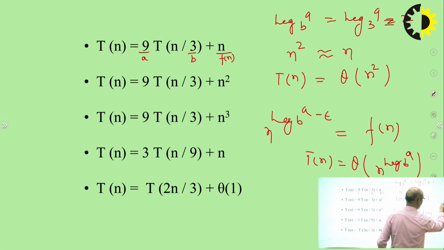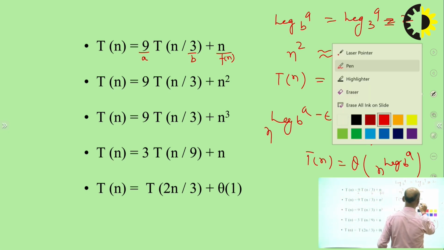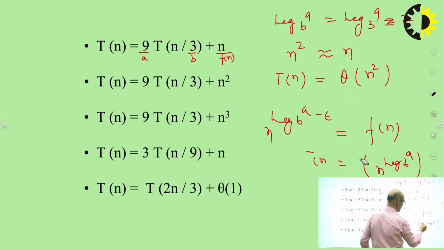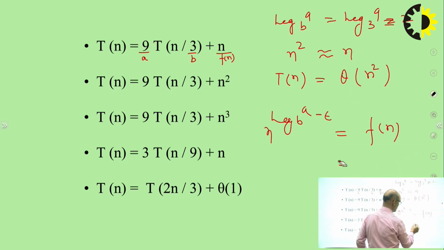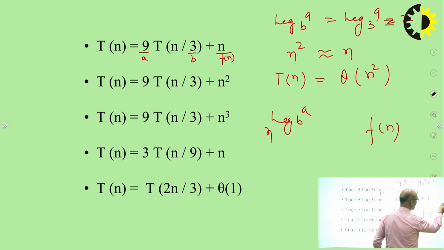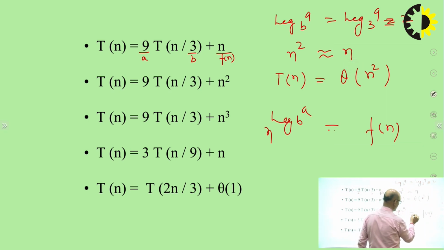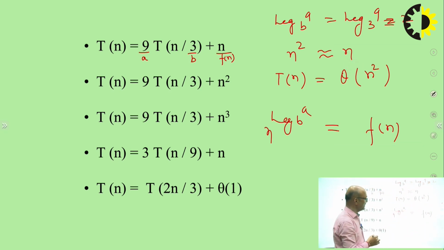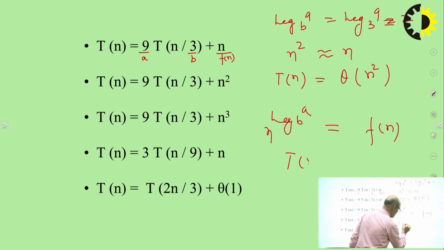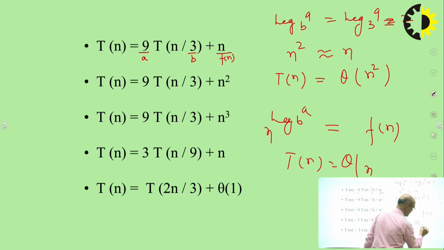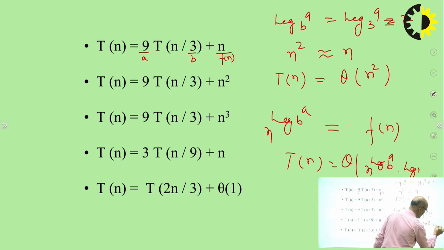Now for the second case, suppose n to the power log of a base b is equal to f(n). Then the solution is T(n) equals n to the power log of a base b times log n.